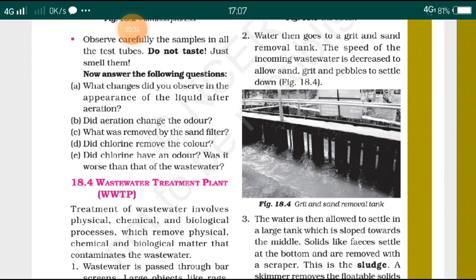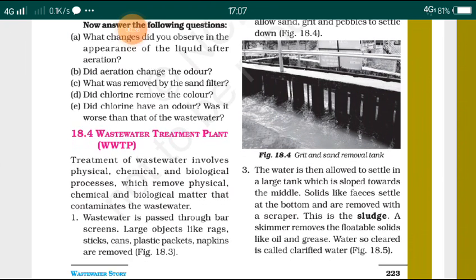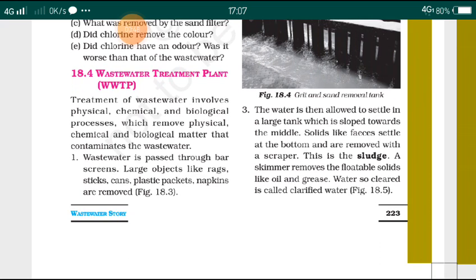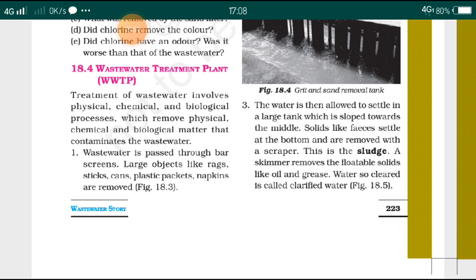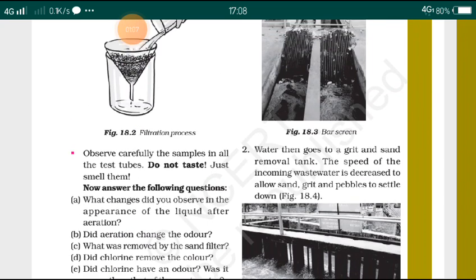Treatment of wastewater involves physical, chemical and biological processes which remove physical, chemical and biological matter that contaminates the wastewater. First, in the WWTP, wastewater is passed through bar screens. Large objects like rags, sticks, cans, plastic packets and napkins are removed.